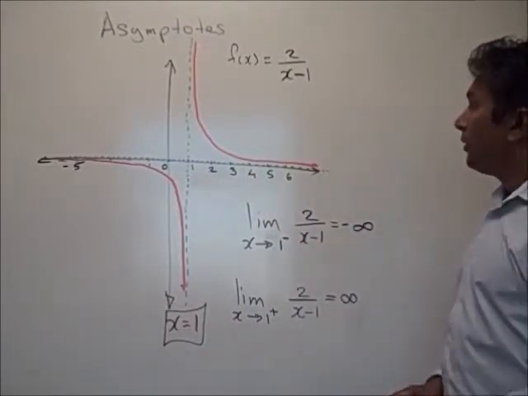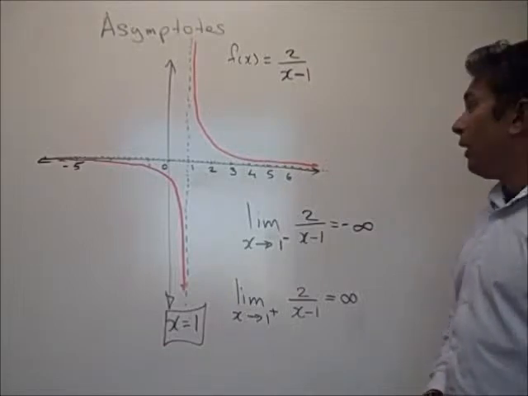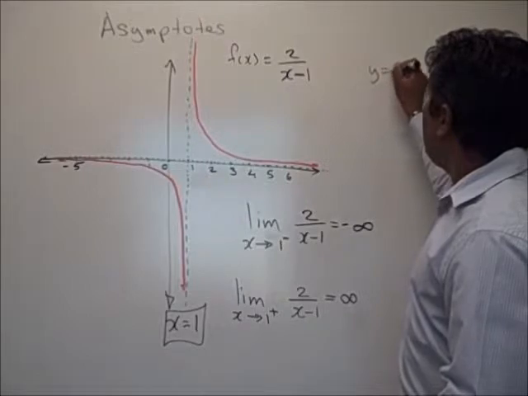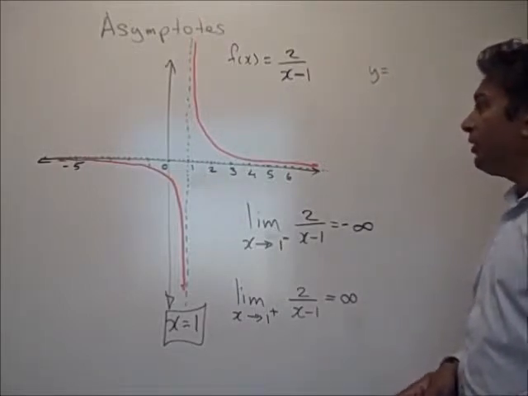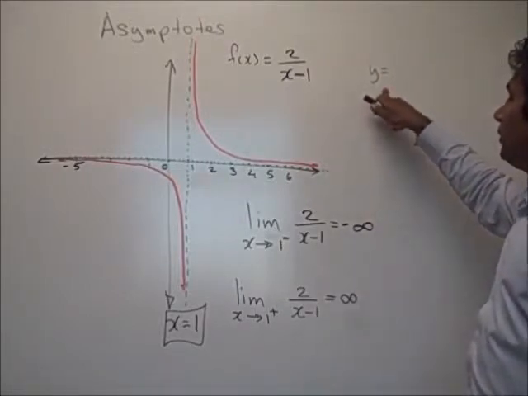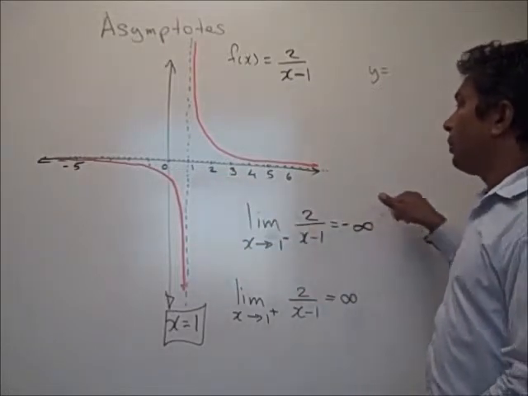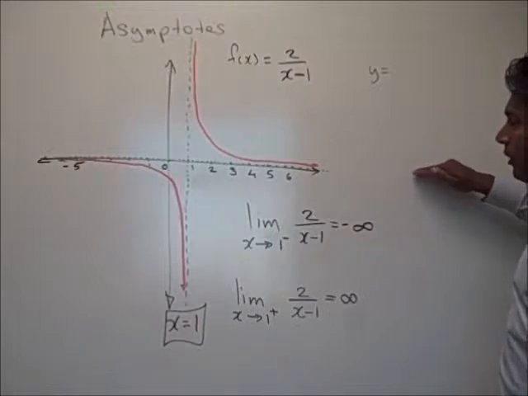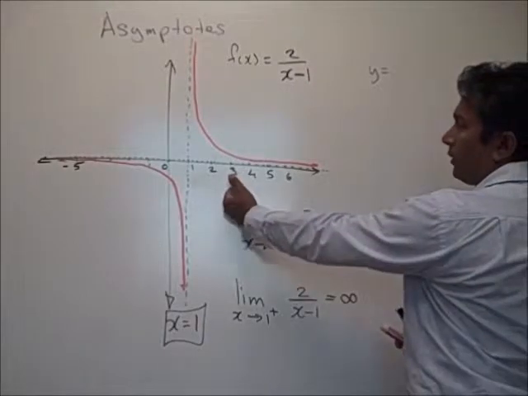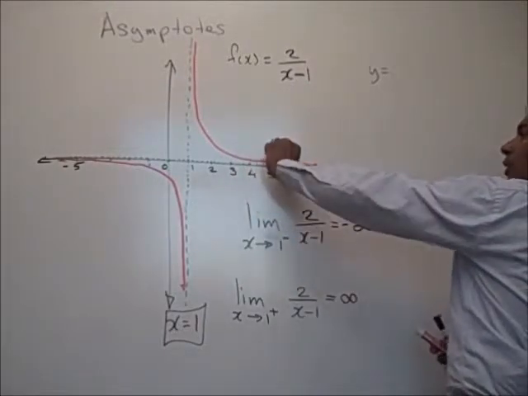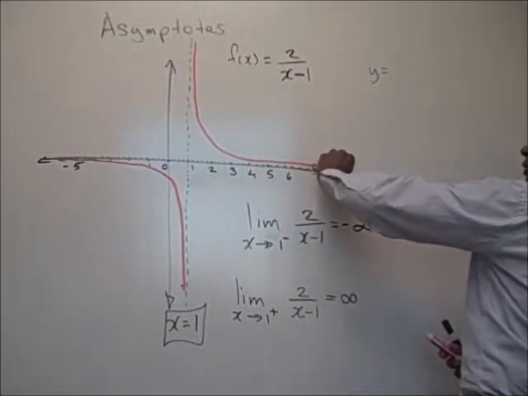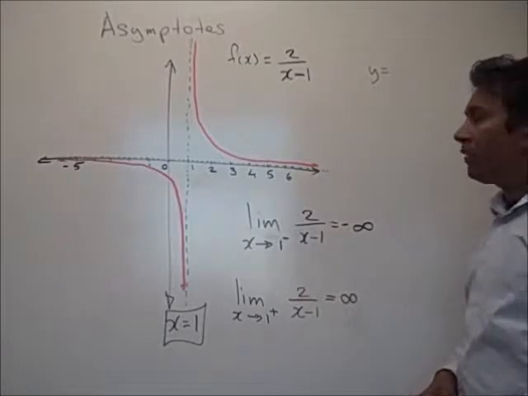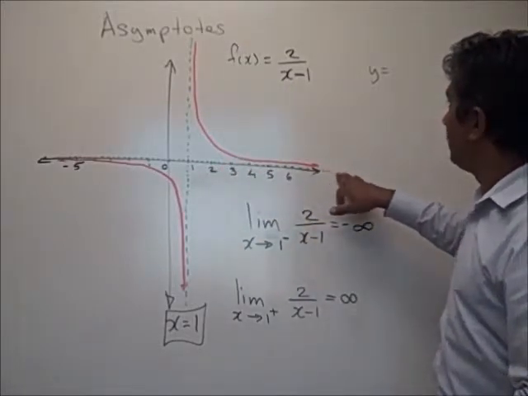Now for our horizontal asymptotes, we're looking at the y value. So we're looking for what y would be equal to. This time we're looking at what y would be equal to as x approaches infinity. So as we follow this and x is approaching infinity, we notice we're getting closer and closer to y is equal to 0. The y value is getting smaller, but it never really touches our horizontal asymptote in this case.